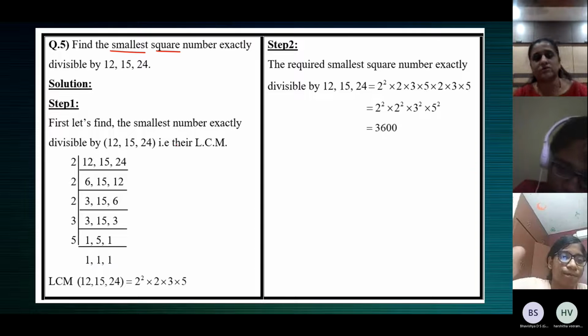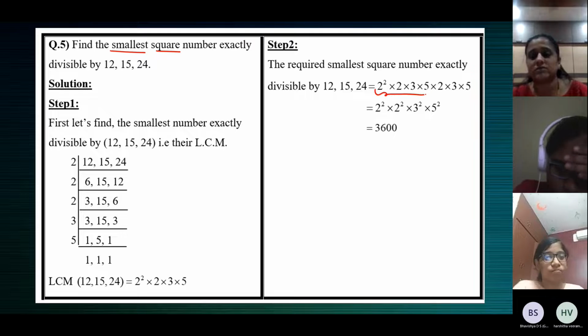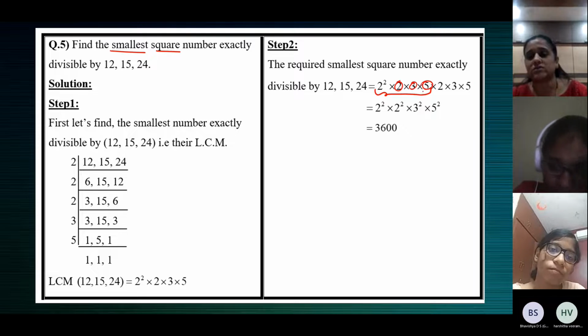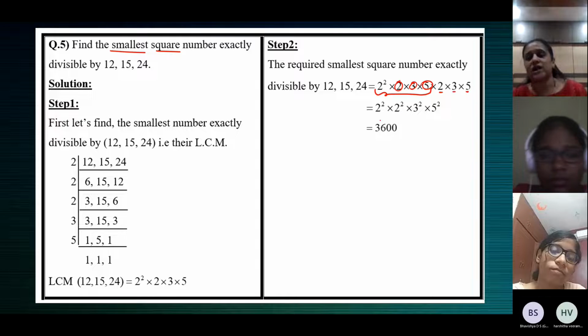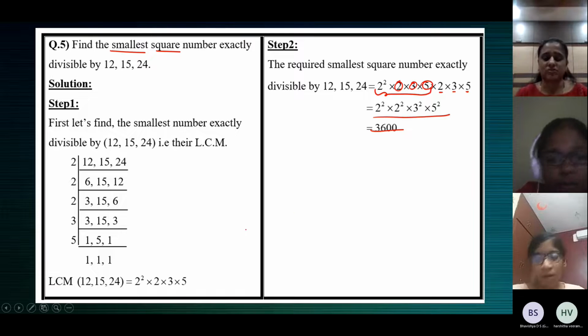To find the smallest square number, take the LCM. Observe the primes that do not occur in pairs. So introduce one more 2, one more 3, and one more 5, so that they become 2 square, 3 square, and 5 square. And find the product of these numbers, 3600. So that is the required number. Got it, children?